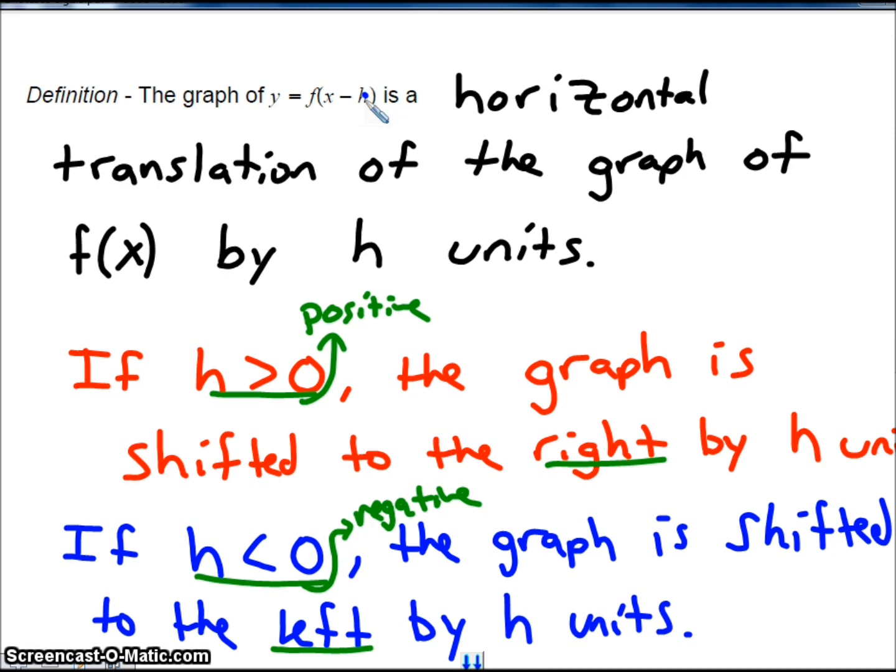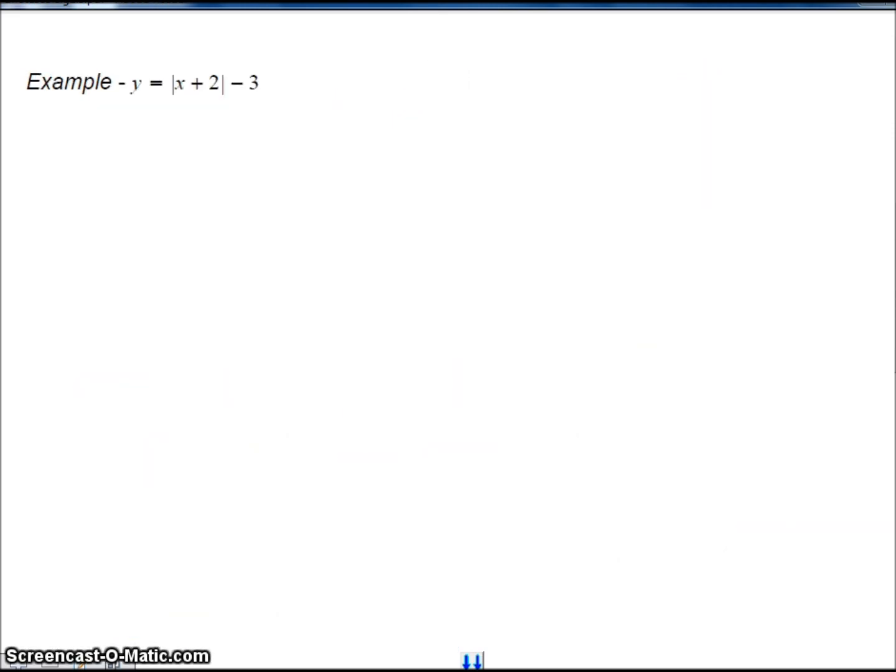Minus a negative becomes plus, and that's what we would see in our equation. So in the equation, it will actually look backwards. If h is positive, you're going to have a minus going on in your equation. And if h is negative, you're going to have a plus going on in your equation. So we have to keep that in mind while we're trying to interpret this. So let's go ahead and take a look at an example.